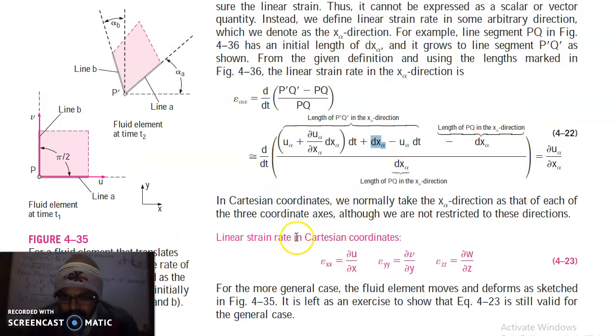So this you can also find in the Cartesian coordinates. So instead of alpha you can replace by x, y and z. For the more general case, the fluid element moves and deforms as sketched in the figure.